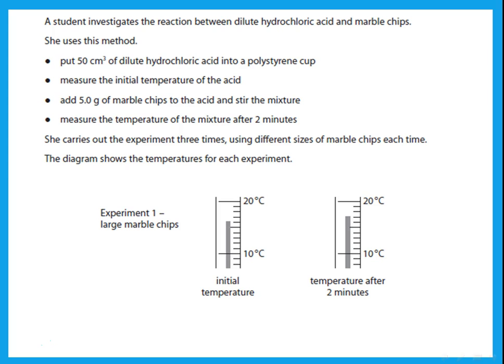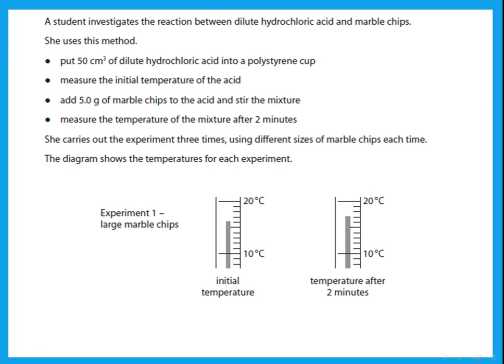Okay? A student investigates the reaction between dilute hydrochloric acid and marble chips. She uses this method. Put 50 centimeter cubed of dilute hydrochloric acid into a polystyrene cup. Measure the initial temperature of the acid. Add 5 grams of marble chips to the acid and stir. Measure the temperature of the mixture after 2 minutes. So she's putting a certain amount of hydrochloric acid into the polystyrene cup, adding the marble chips, and measuring the temperature difference.